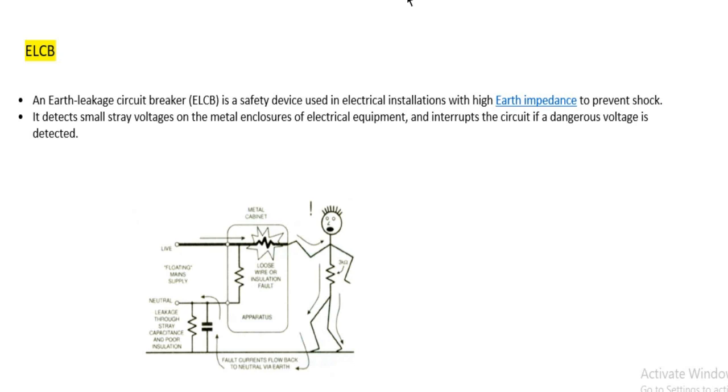Now let us see ELCB. ELCB full form is earth leakage circuit breaker. ELCB is a safety device used in electrical installations with high impedance to prevent shock. So what is a shock? We should know this. Let us take a conductor which will have a PVC insulation.